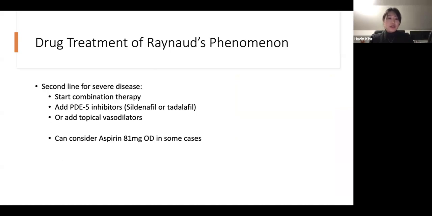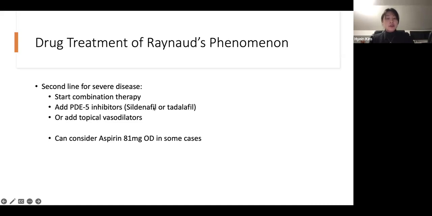Typically the first line is calcium channel blocker, one, because it's studied more widely probably, and two, the cost of the calcium channel blockers is way cheaper than sildenafil and tadalafil. But in patients who are not responding to the calcium channel blocker or losartan or SSRIs, the second line would be either adding something as a combination therapy instead of a monotherapy, or a PDE inhibitor. So that's sildenafil or tadalafil. And I say here, add topical vasodilators as well.